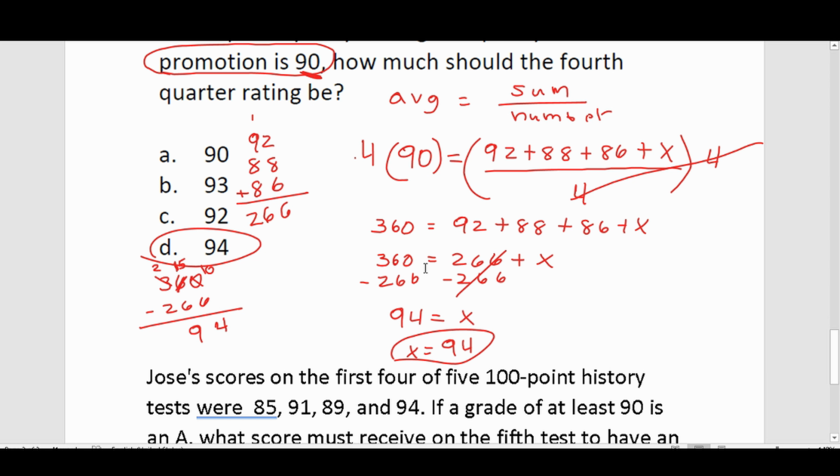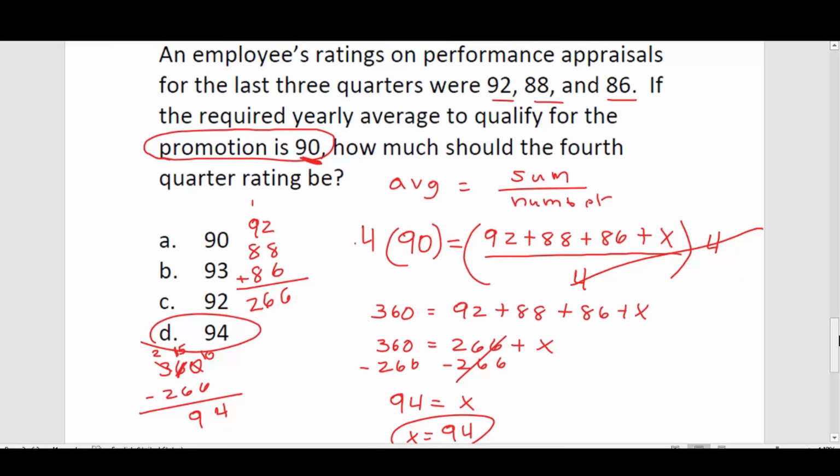In other words, this employee must have a fourth quarter rating of at least 94 to have an average rating of 90 over the course of 4 quarters to obtain the promotion.